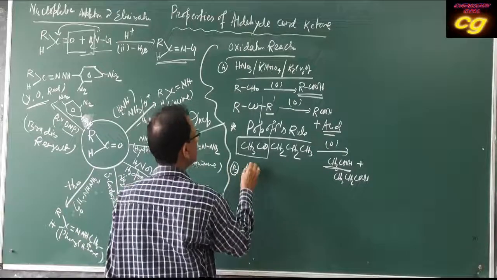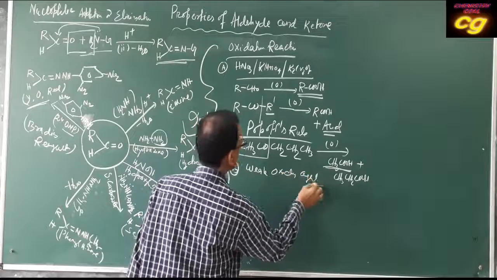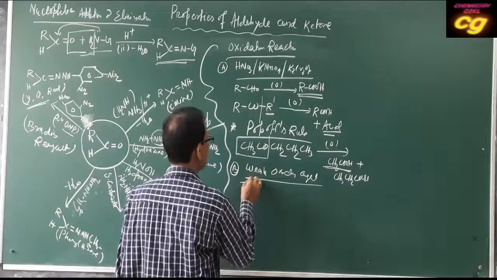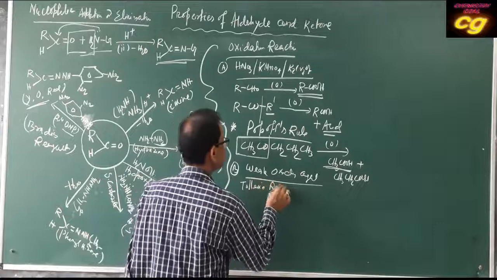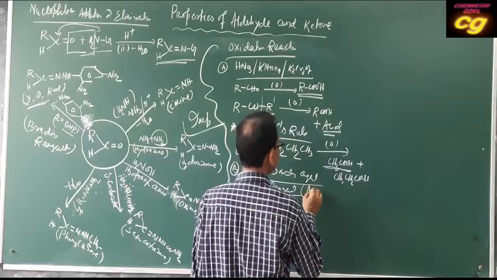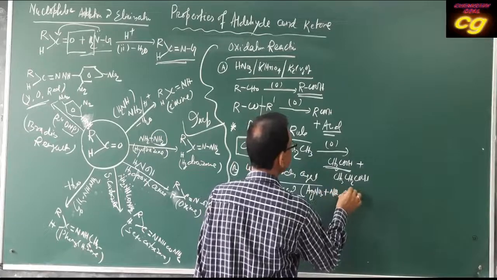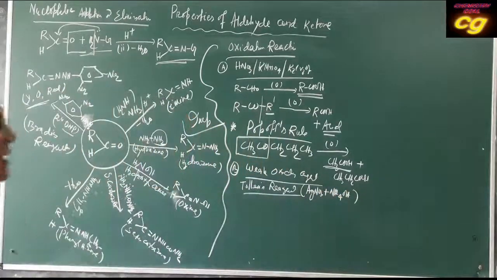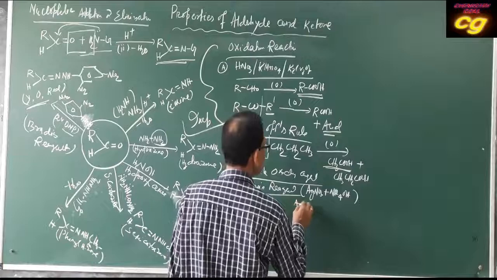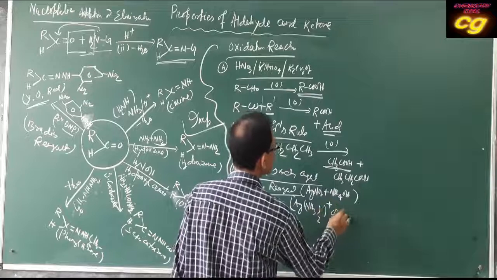Then if you use a weak oxidizing agent, like Tollens reagent, this Tollens reagent is the mixture of silver nitrate and ammonium hydroxide. This mixture, that is ammoniacal solution of silver nitrate, is called Tollens reagent. It will produce a complex. The complex is Ag(NH3)2 whole bracket plus and OH minus.